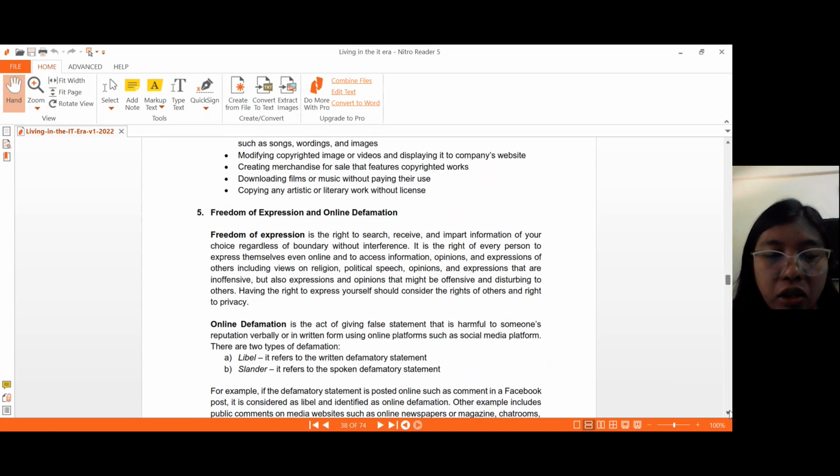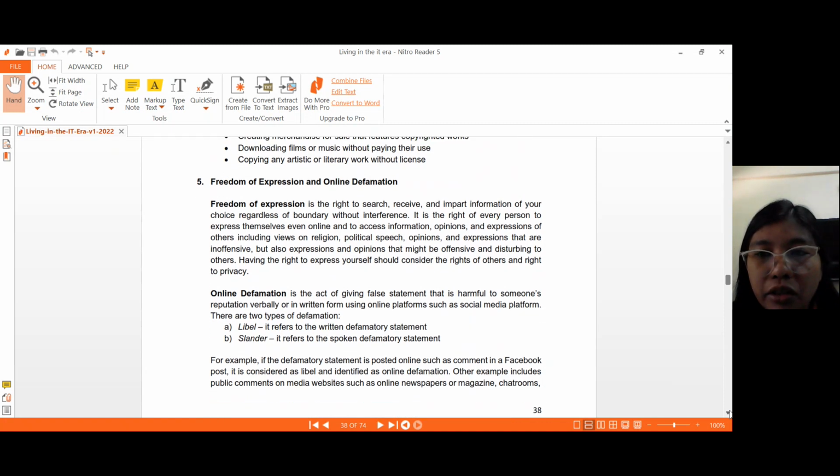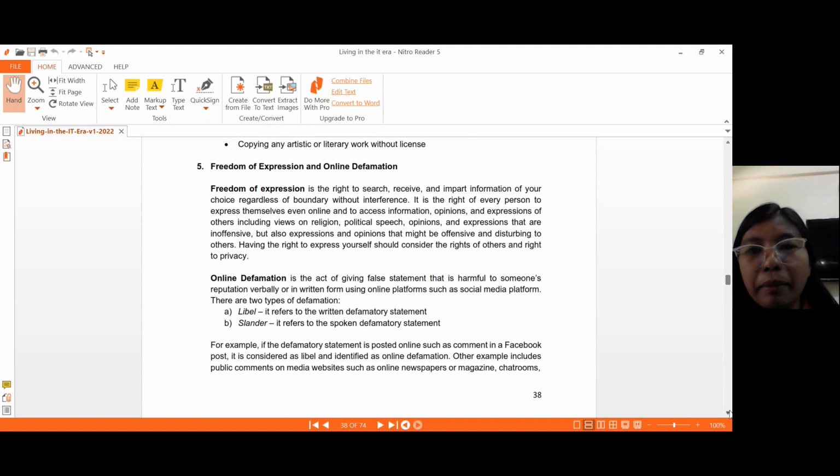Okay, and freedom of expression and online defamation, eto na. Freedom of expression, yes, we have our freedom of expression, but comes with it is responsibility, class. Hindi basta-basta na mag-rant ka na lang sa social media. O syempre pwede naman. I also do that. Pwede. Pero ayun nga, may responsibility ka pa rin dapat doon. May accountability ka pa rin.